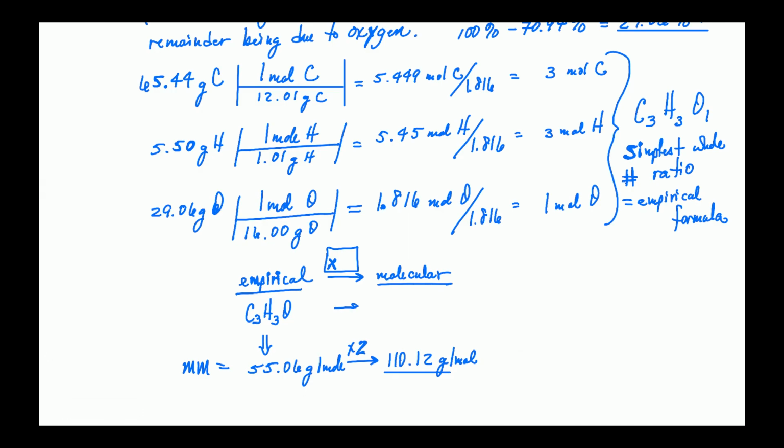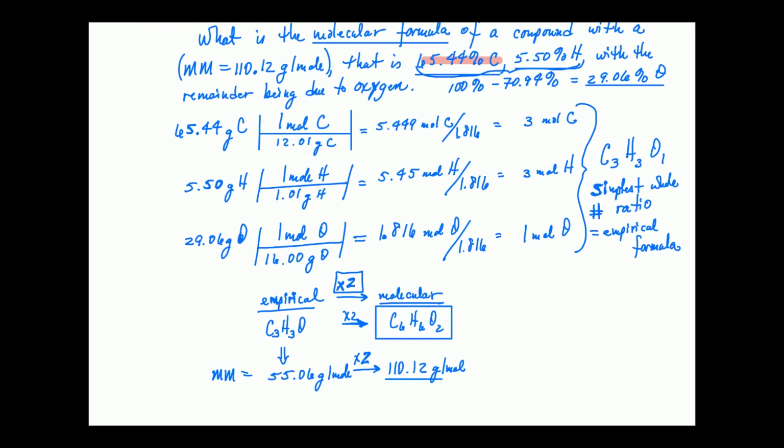So therefore, you just need to take the formulas because the same factor is going to relate to the formulas and therefore their mass. So C3H3O1 times 2 gets you to C6H6O2. Whoops, I said that wrong. C3H3O1 times 2, C6H6O2. And now you have that final answer it asked for originally.